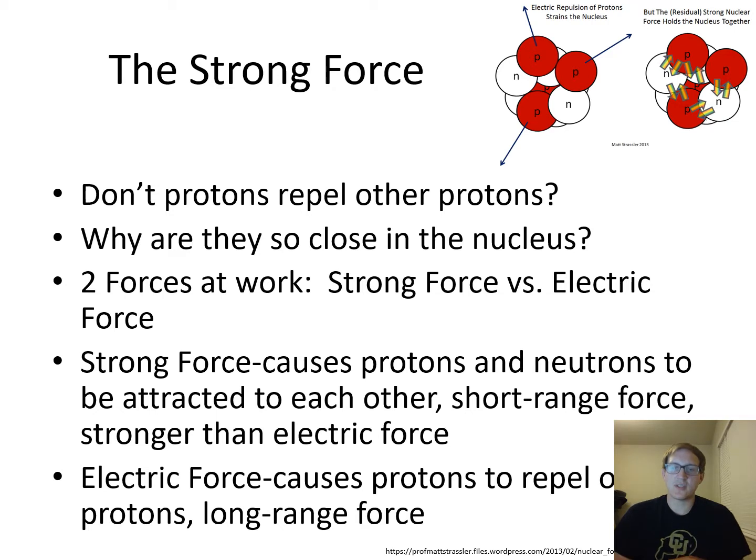There are two forces at work: strong force versus electric force. The strong force is what causes protons and neutrons to be attracted to each other. It is very short range, and it is stronger than the electric force that's going to be repelling. The electric force is the force that causes protons to repel other protons. This is more of a long range force. These protons are so compact that the strong force is much, much stronger than the electric force that's trying to repel them.